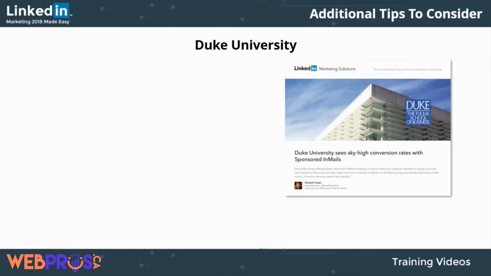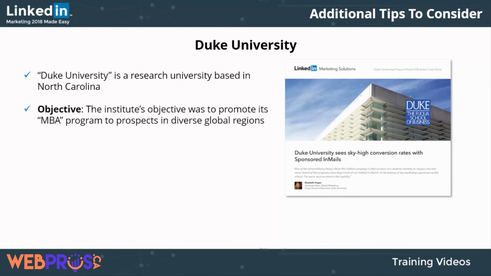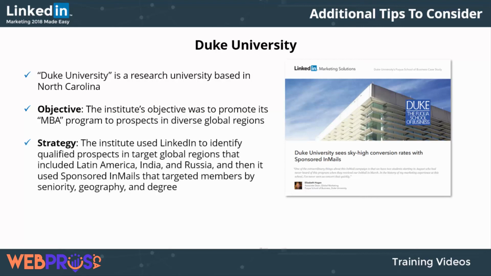Duke University. Duke University is a research university based in North Carolina. Objective. The institute's objective was to promote its MBA program to prospects in diverse global regions. Strategy. The institute used LinkedIn to identify qualified prospects in target global regions that included Latin America, India, and Russia, and then it used sponsored in-mails that targeted members by seniority, geography, and degree.